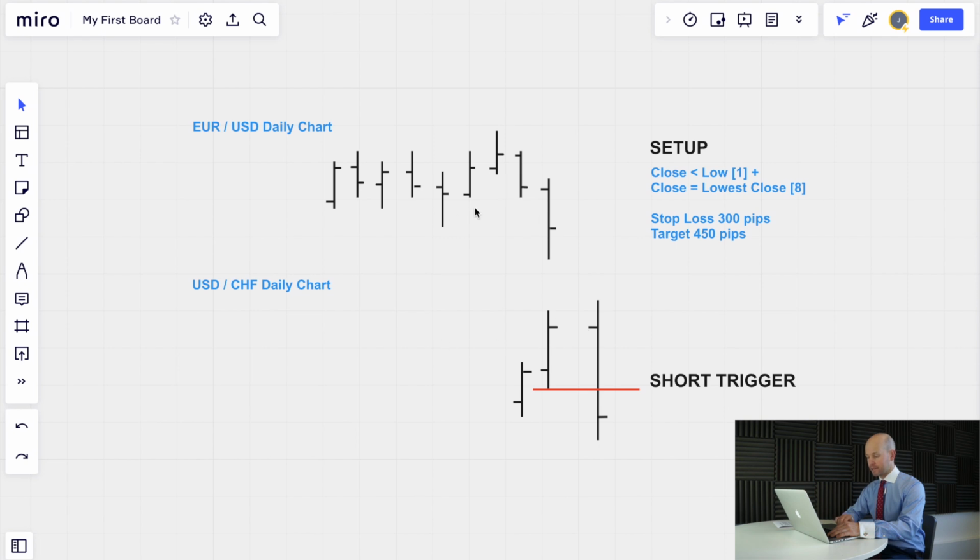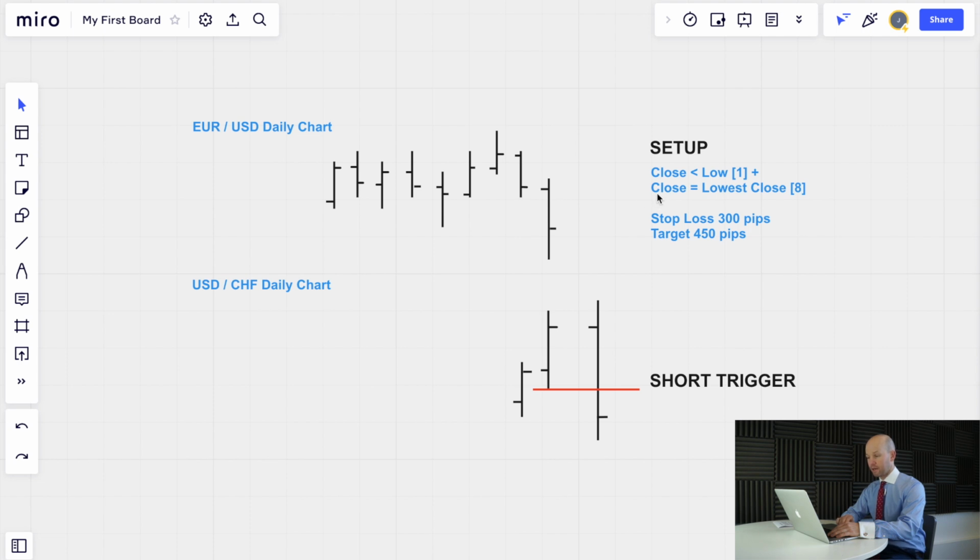We were looking for the setup. Now the setup is dead simple. The first thing we want to see is the close of the daily bar less than yesterday's low. So this is the close we're looking at here, and it's less than yesterday's low. So that's the first part.